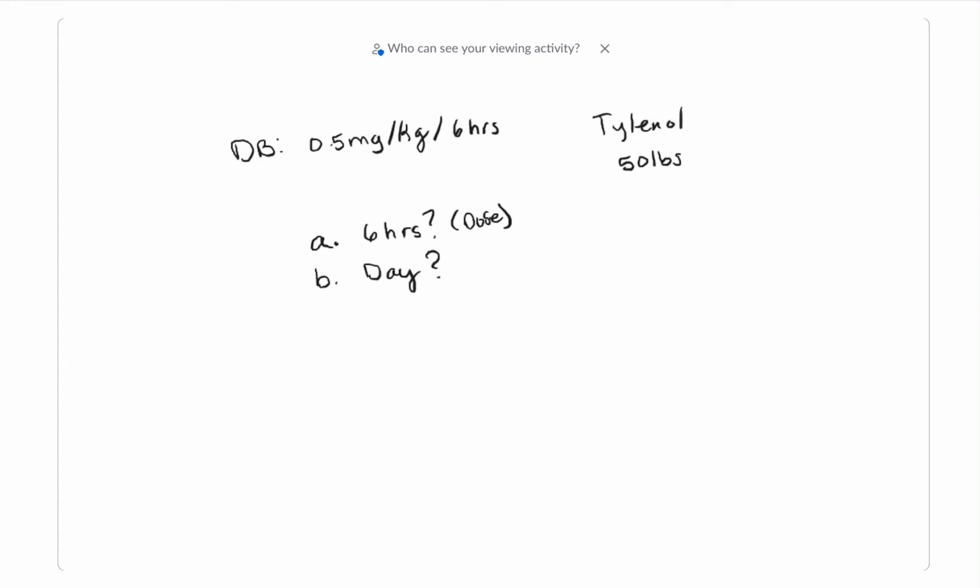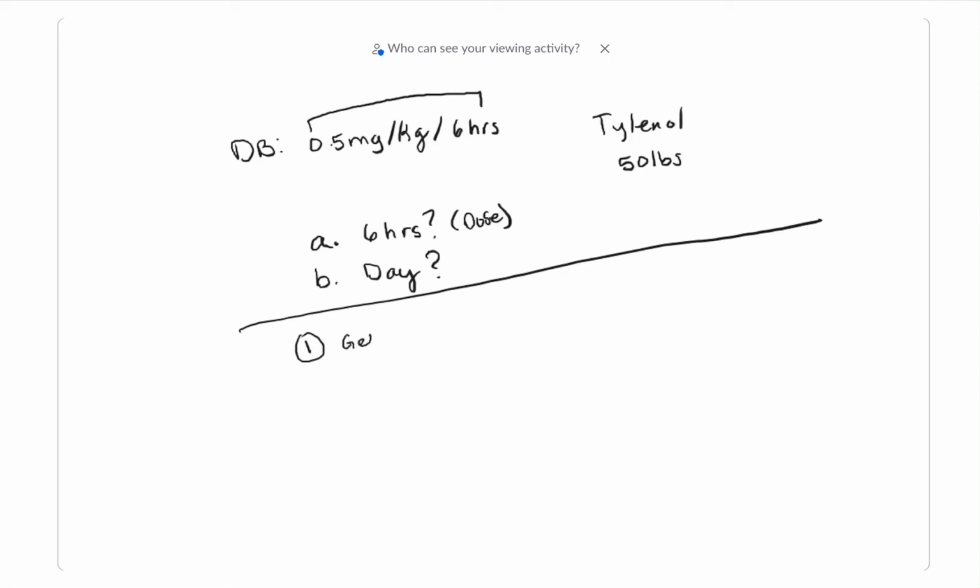Can you go over it, or kind of break it down? Yeah, absolutely. No worries. So with this one, this is your question. This is your formula. The first thing you do in these milligrams per kilogram questions is get your weight to kilograms. So you do that by getting your pounds and dividing it by 2.2.